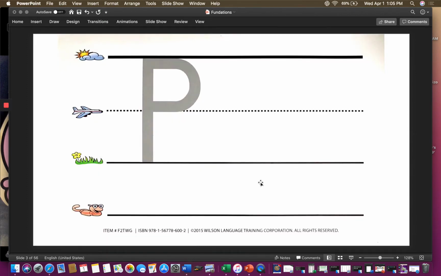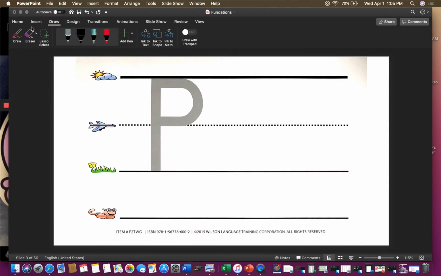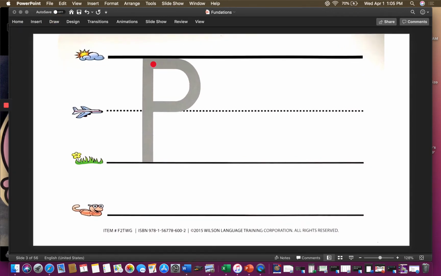Now let's look at how to write it. Let me grab a marker. Uppercase P, like all of our uppercase letters, starts at the skyline. So we are going to point to the skyline. We're going to go down to the grass line. We're going to stop, then start back up at the skyline and go around to the plane line.